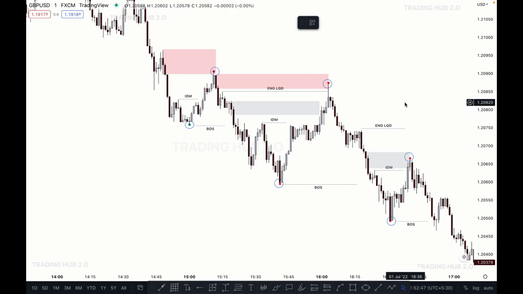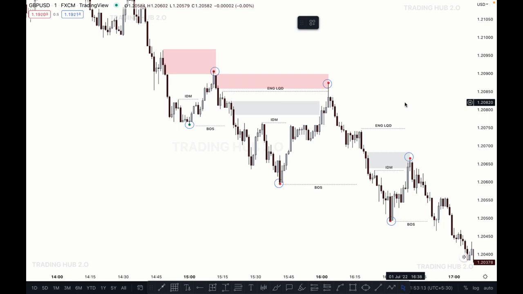Sometimes price taps on the inducement and then pushes downside and upside, and sometimes price takes out the engineering liquidity and then goes higher or lower. It depends on the situation. I will explain all these things in detail in upcoming videos, in the upcoming chapter on entry parts, right? So I hope you understand what I am trying to say.